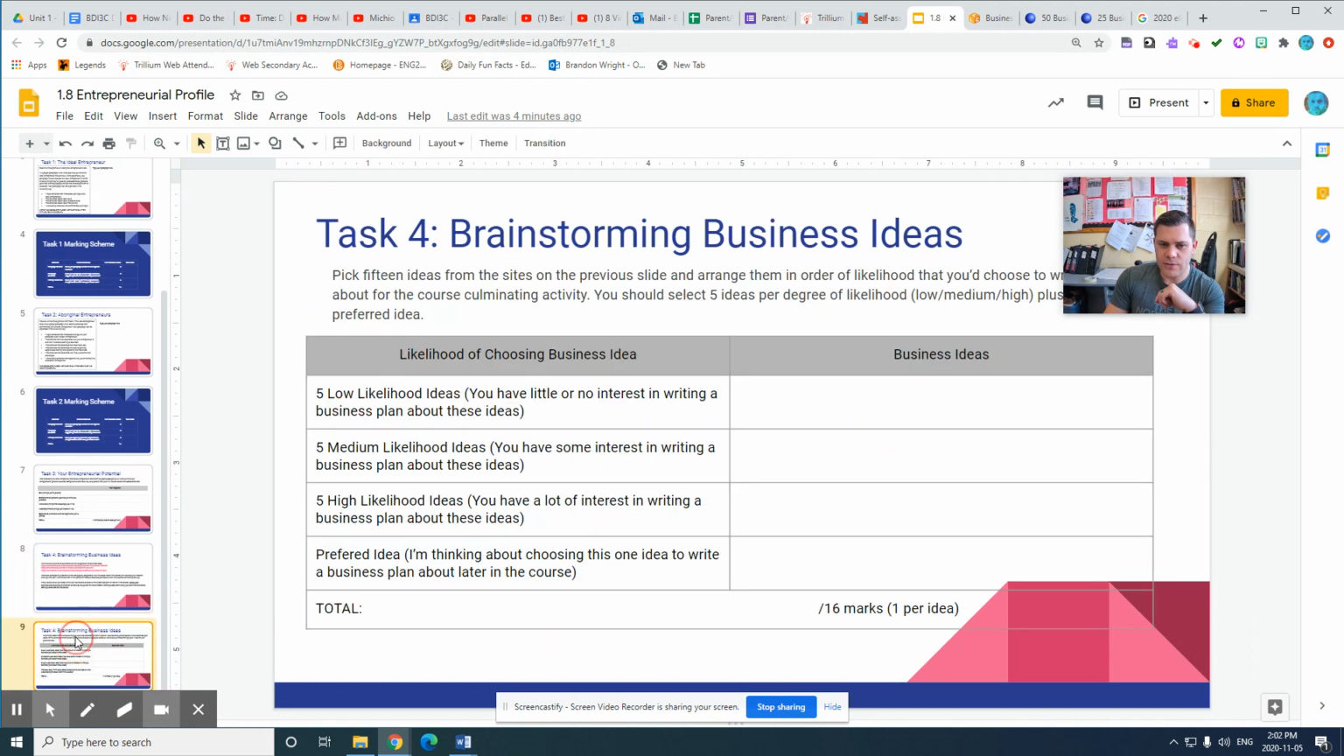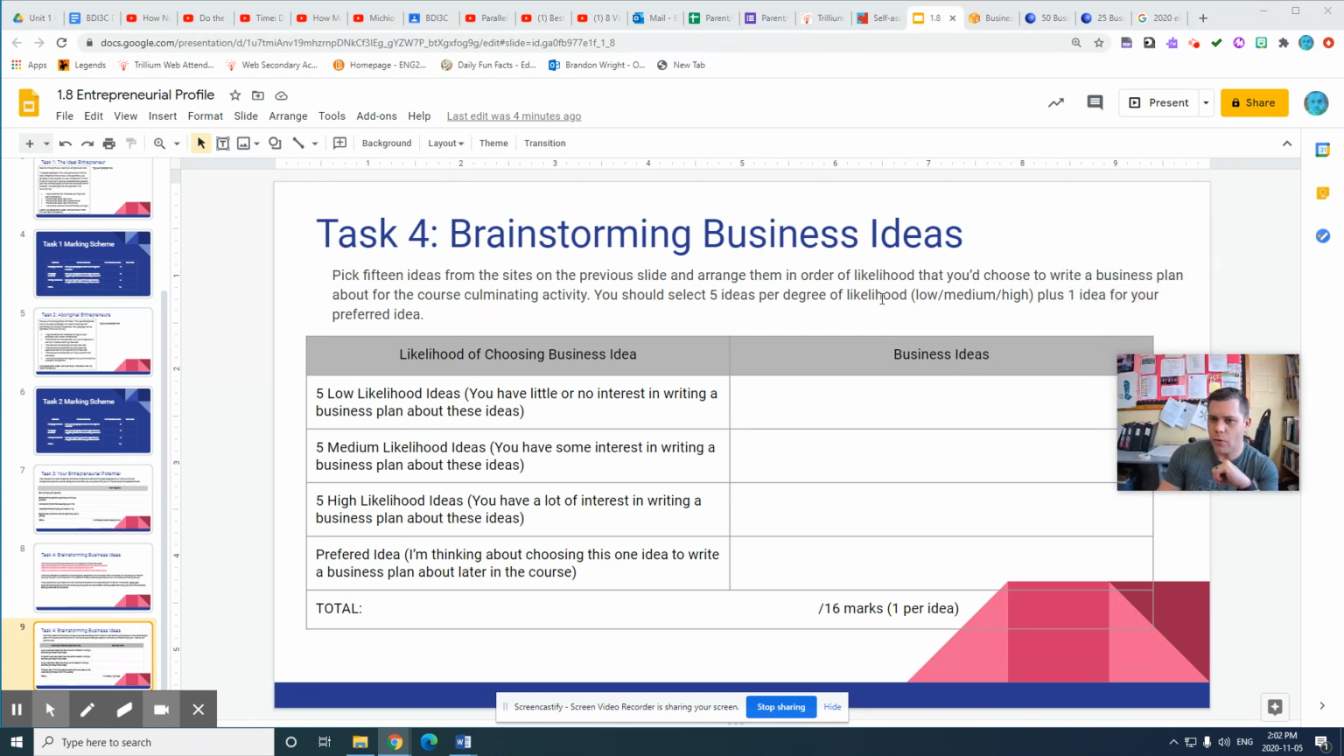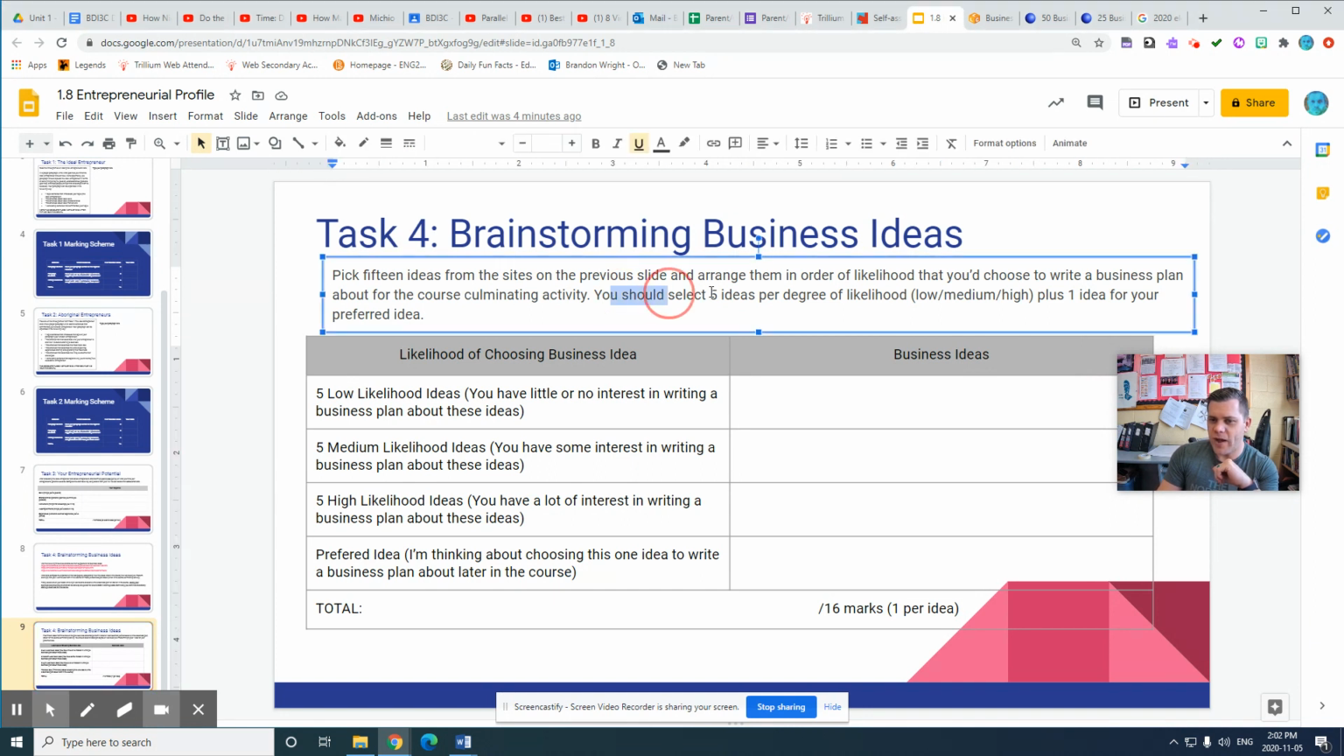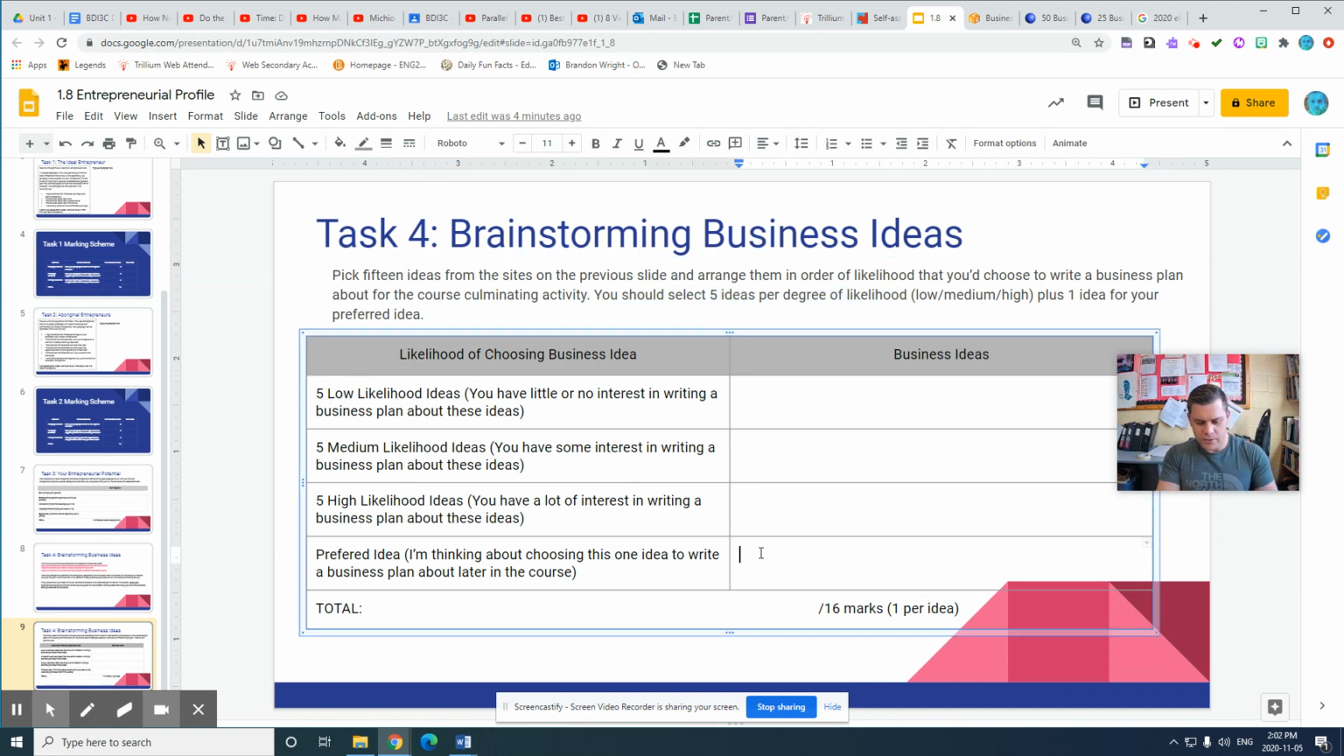So let's go to the next slide as to what you have to do. Pick 15 ideas from the sites on the previous slide and arrange them in order of likelihood that you choose to write a business plan for the course culminating. You should choose 5 ideas per degree of likelihood. So 5 ideas per row, plus 1 idea for your preferred idea. For me, I'd say a great idea would be snow shoveling. So that'll be my preferred idea. So you get a mark for that.